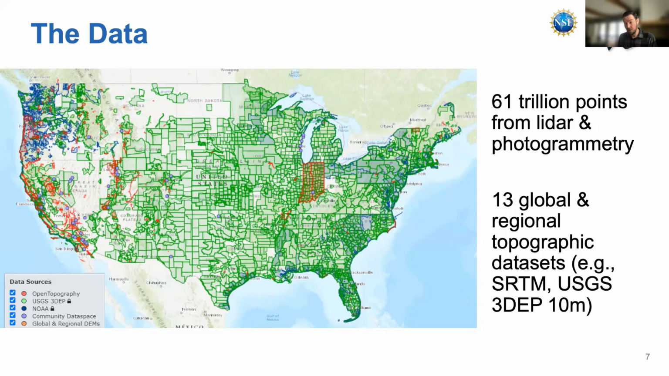But there's also data sets from photogrammetry, which produce point clouds as well. And then there are these 13 global and regional kind of topographic data sets that are at lower resolutions. And all of this is accessible through OpenTopography in various ways.